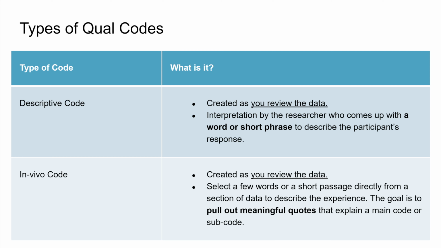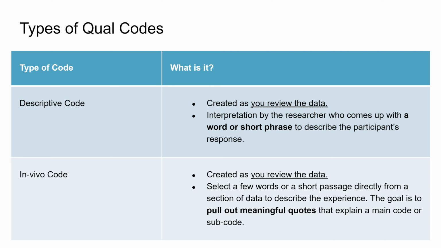Just like descriptive, you're going to be reviewing the data and assigning this code. But the difference is, instead of assigning a word or phrase to describe what the participant is talking about, you extract a word, phrase, or quote that explains either a main code or a subcode. So you might have a descriptive code that is really describing something that's happening. Let's say age-appropriate transition assessment is your descriptive code, and you assign that to a passage of the response that your participant gave when they were talking about using age-appropriate transition assessment.